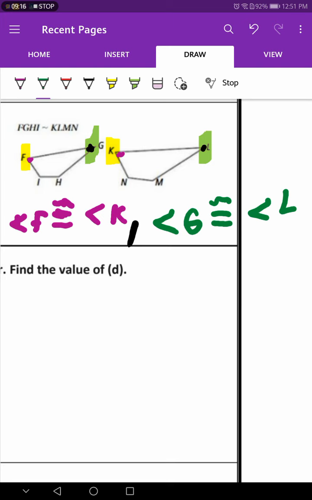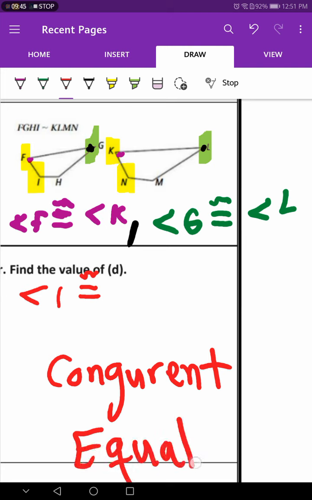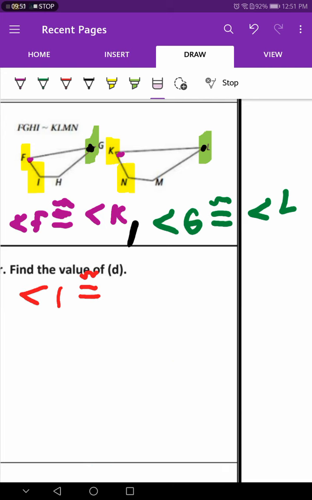And you can continue and continue, okay? I will not take long. Okay, don't worry, I will complete. The angle I is congruent with the angle N. So I write the angle I, equal and curly line, congruent. This is the word that I said. Congruent means equal, okay? The angle I is congruent with N, or corresponding with N. Okay, that means both of them are congruent.